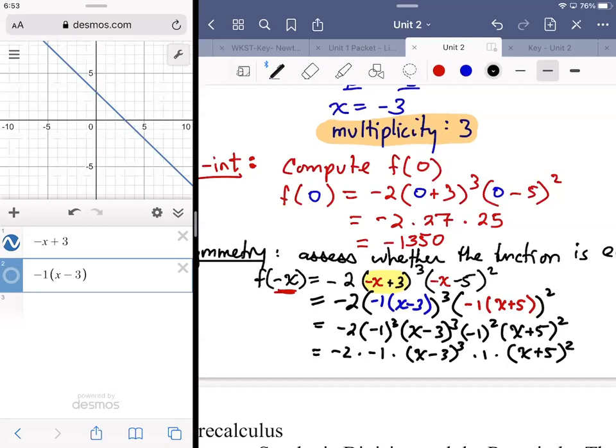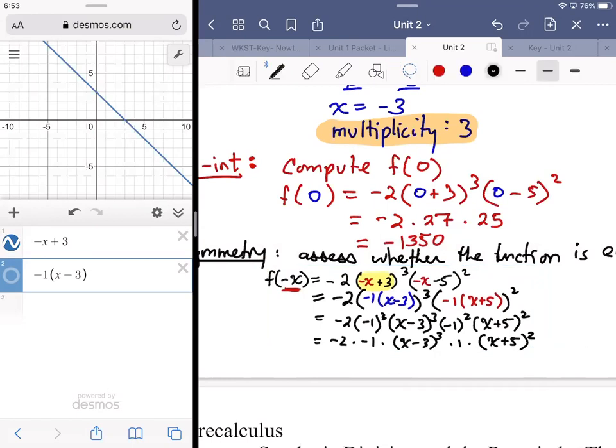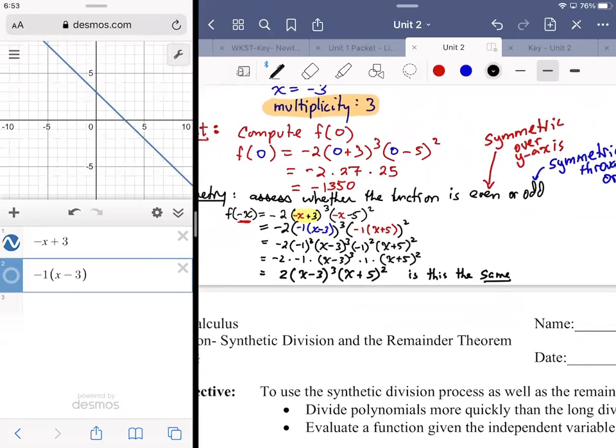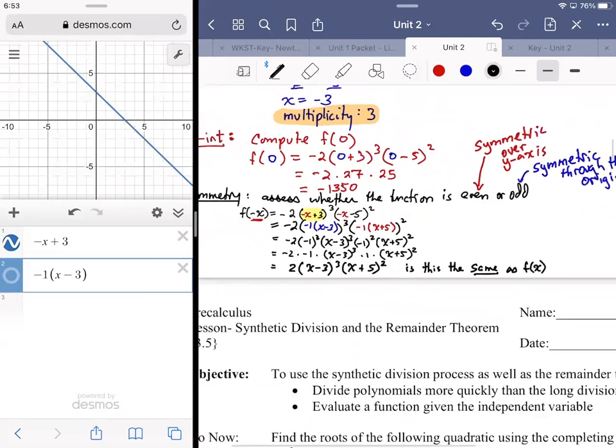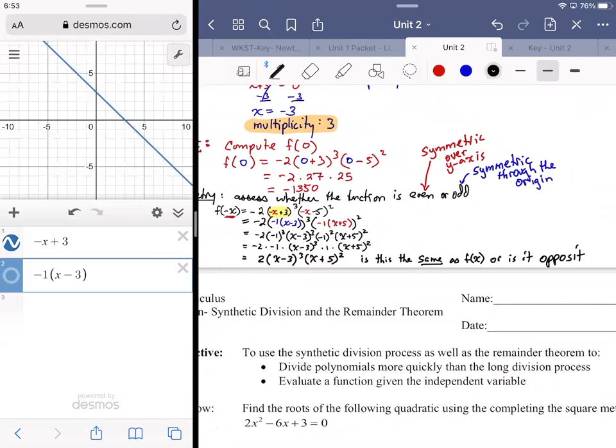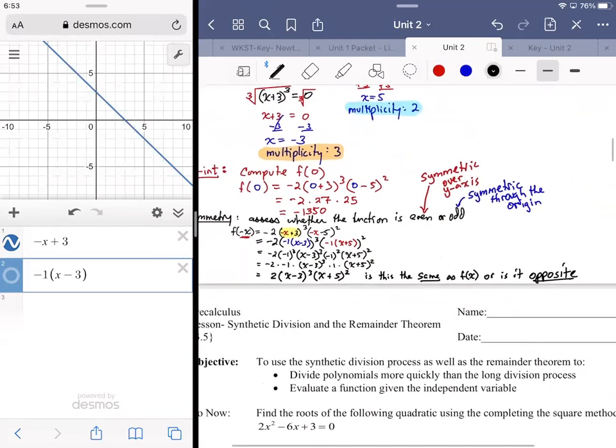So then when we clean it up, and this would be the last step because there's really not much you can do after this, I'm just going to take all those coefficients and multiply them together. And when I do that, I get positive 2 x minus 3 cubed x plus 5 squared. Right? And so now what we want to do is compare this to the original function. Is this the same as f of x? Or is it opposite? Opposite. Very close to being opposite. That x plus 5 throws everything off.